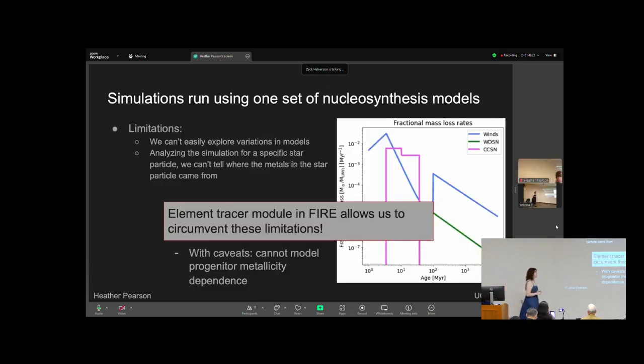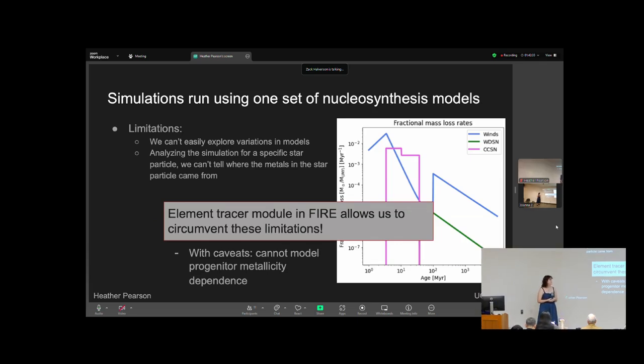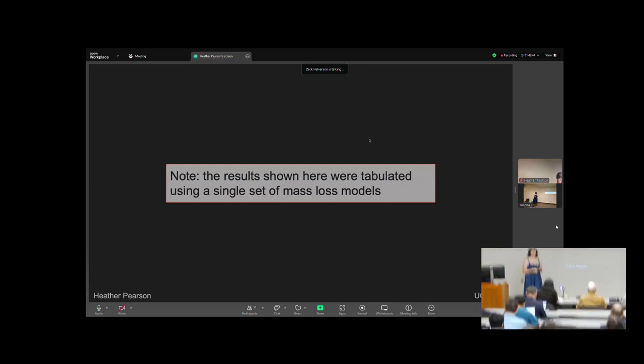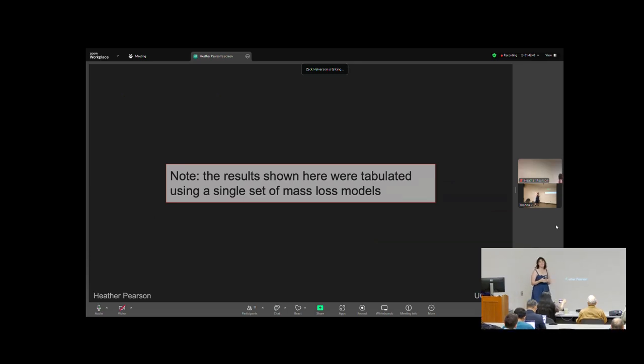So then, as I've described, the module has allowed us to circumvent these limitations, with some caveats, the biggest one being that we cannot model progenitor metallicity dependence with the element tracers. And I just want to note that the results I'm about to show you are tabulated using a single set of mass loss rate models, even though with the element tracers you can switch them out. That's going to be for my future work.